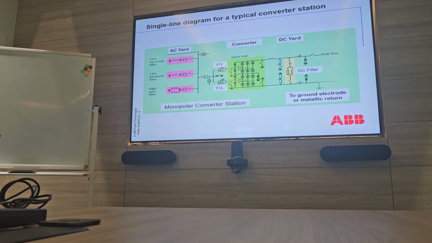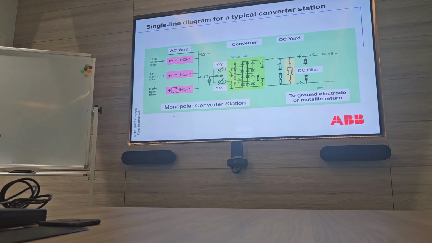So this is just the SLD of a typical converter station. I think the first part here is the AC yard. All these harmonic filters and the incoming supply from the AC substation, everything will connect here. Disconnectors, earthing switches, CVTs, all in this AC section. By the way, this is for a classic HVDC LCC project. I'm just showing it as an example.